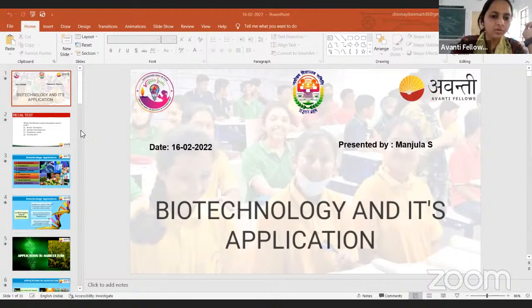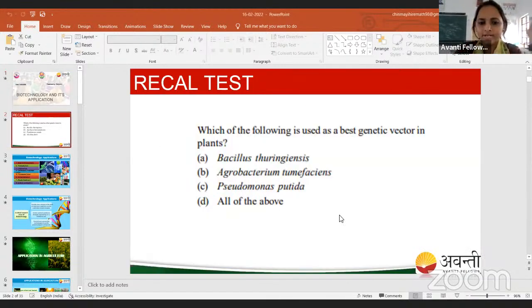So before starting the class, as usual, there is a question for you. The question is, which one of the following is used as a best genetic vector in plants? Option A is Bacillus thuringiensis. Option B is Agrobacterium tumefaciens. Option C is Pseudomonas putida. And option D, all of the above. Genetic vector, I'm asking.